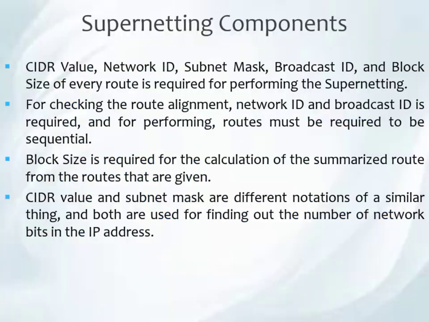Now let us look at the supernetting components. CIDR value, network ID, subnet mask, broadcast ID, and block size of every route are required for performing supernetting. For checking the route alignment, network ID and broadcast ID are required, and for performing supernetting, routes must be sequential. Block size is required for calculating the summarized route from the routes that are given. CIDR value and subnet mask are different notations of the same thing, and both are used for finding out the number of network bits in the IP address.